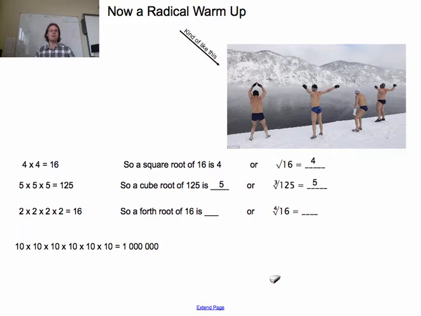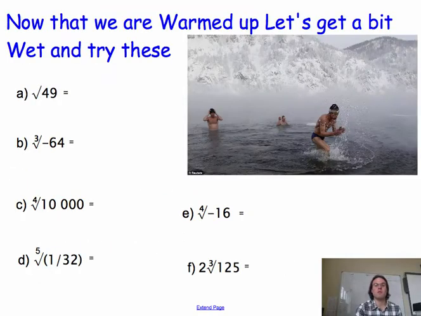Okay? Let's take a look at the next one here. We have 2 times 2 times 2 times 2 is 16. So the fourth root of 16 is 2, right? Because there's 4 2's multiplied together. Fourth root of 16 is 2. That's just another way of writing it. There we go. Now that we've warmed up a bit, let's test the waters and try these guys here.